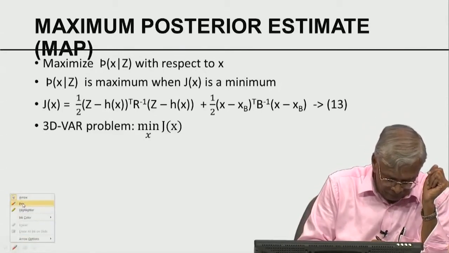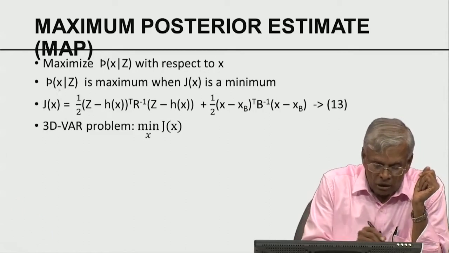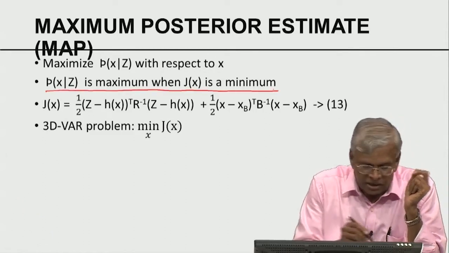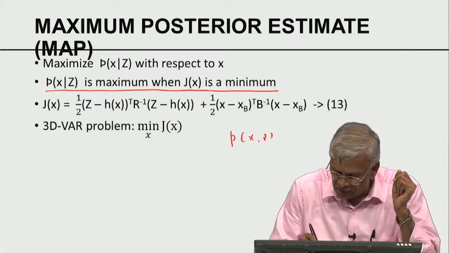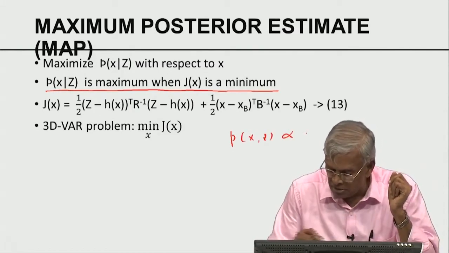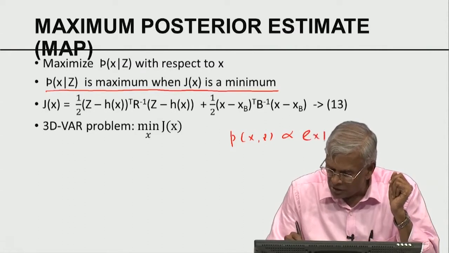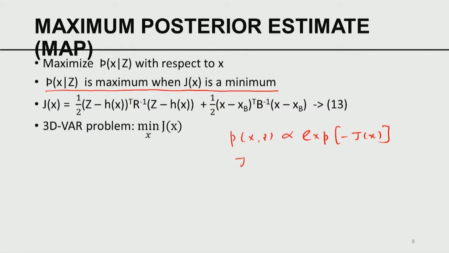Please remember, P of x given z is proportional to, barring a constant, exponential of minus J of x, and J of x is equal to J_O of x plus J_B of x. So maximizing exponential of minus J of x is equivalent to minimizing J of x.